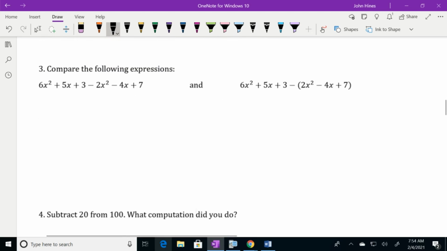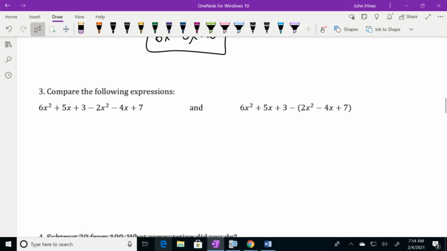So these next two look very much alike, but they're actually very different. 6x squared plus 5x plus 3 minus 2x squared minus 4x plus 7 versus 6x squared plus 5x plus 3 minus parentheses 2x squared minus 4x plus 7. So here, I'm subtracting this whole thing. On this side, I'm just combining like terms. X squareds, I have 4 of them.